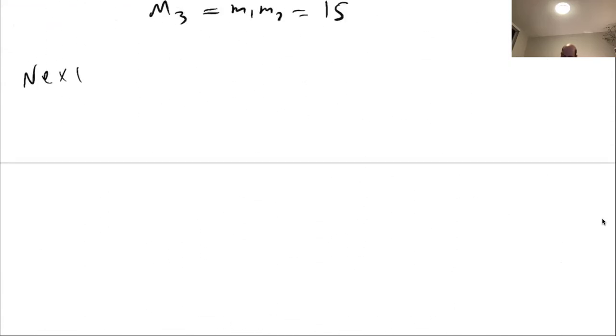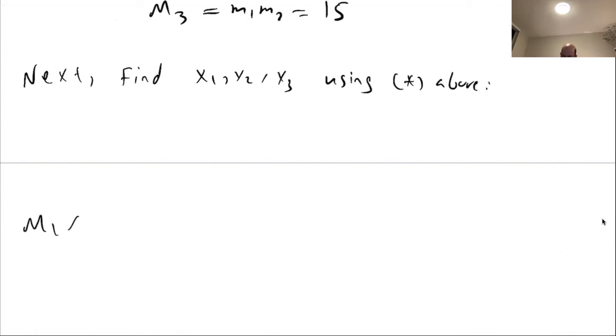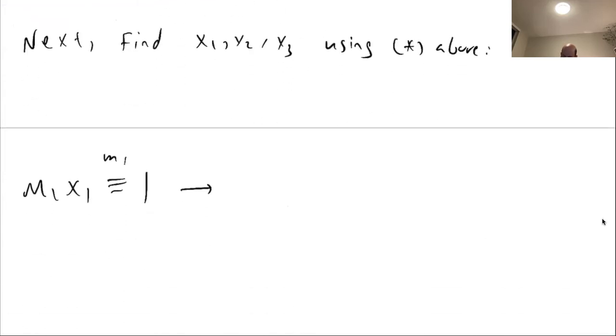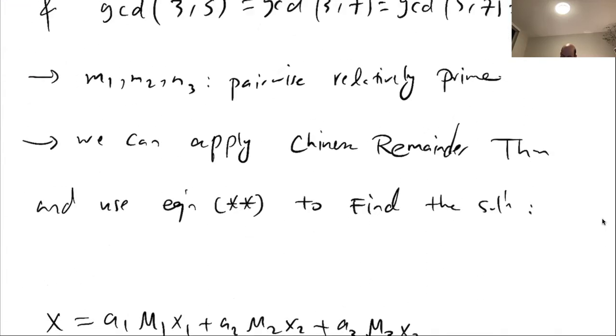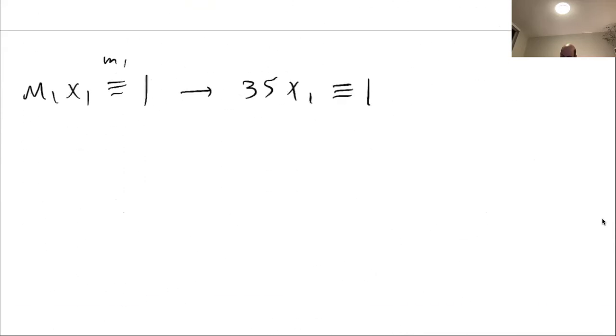Next, find X1, X2, X3 using, again, star above. So I want M1 X1 to be equal 1 mod M1. So that means M1 was how much? 35. 35 X1 equals 1 mod M1. M1 was 3.